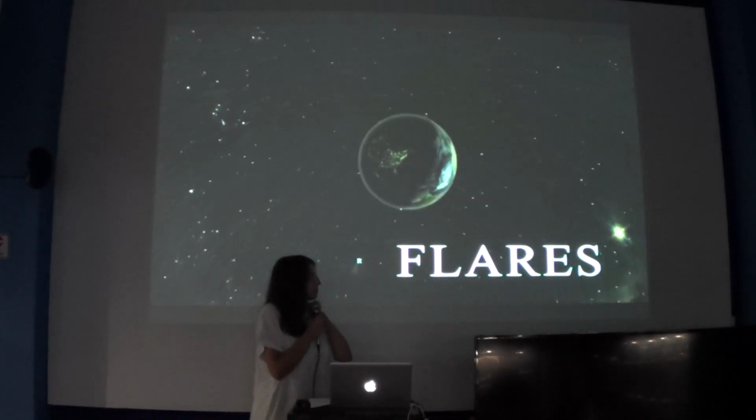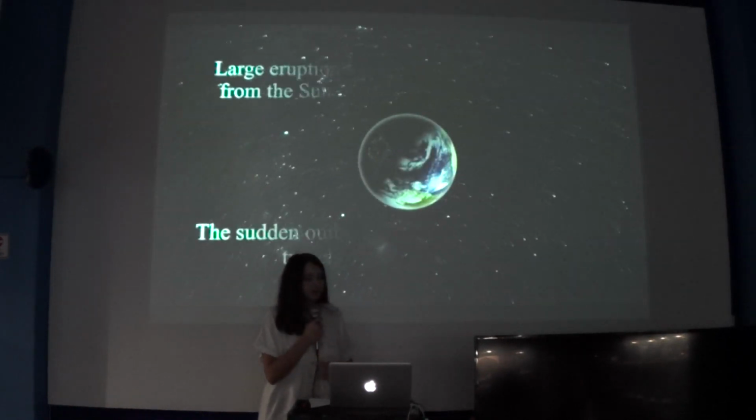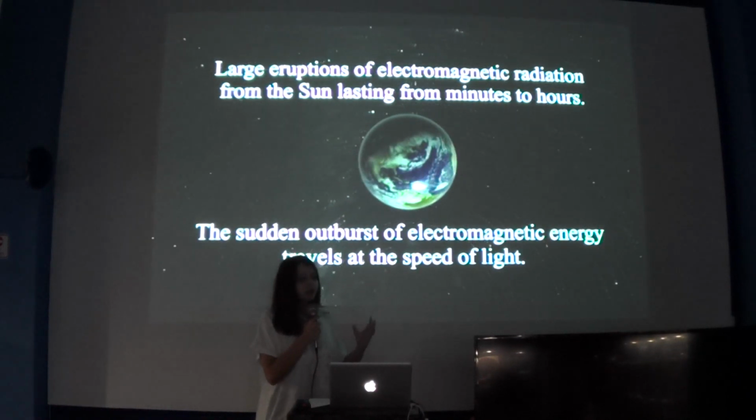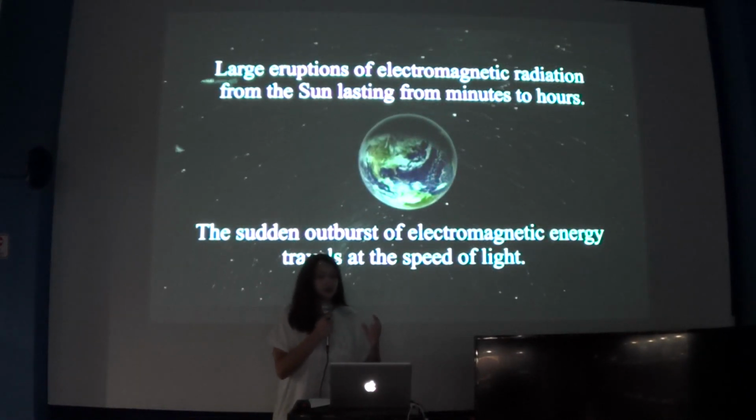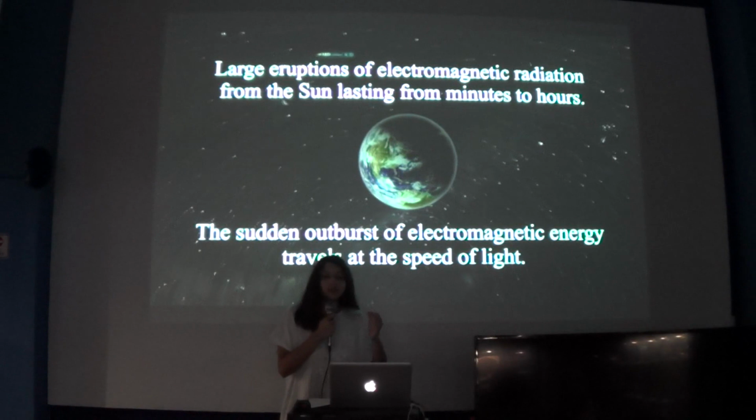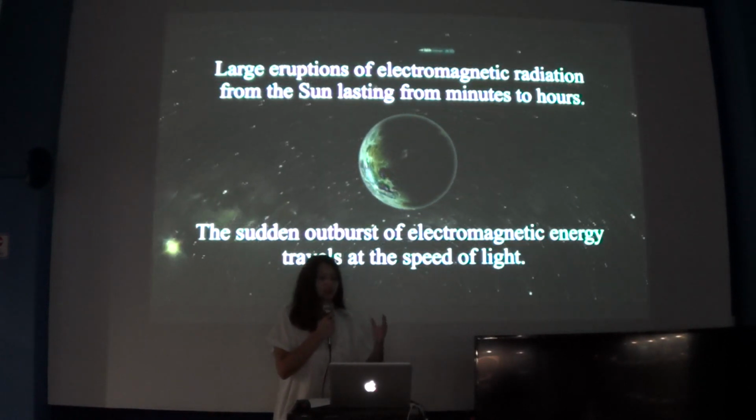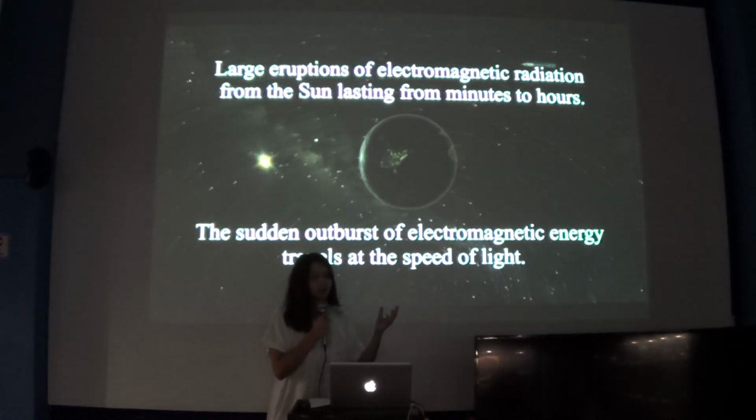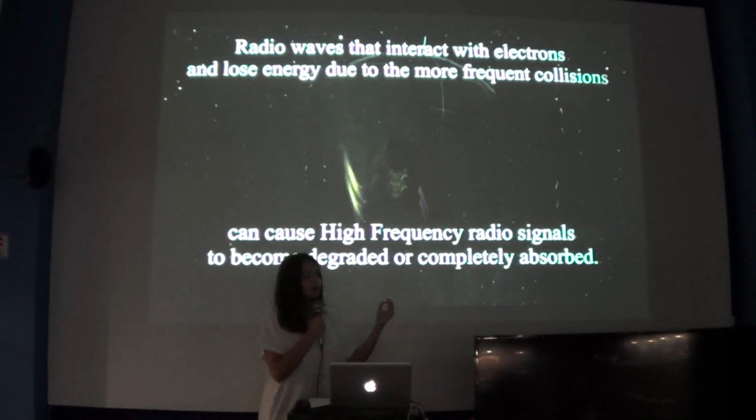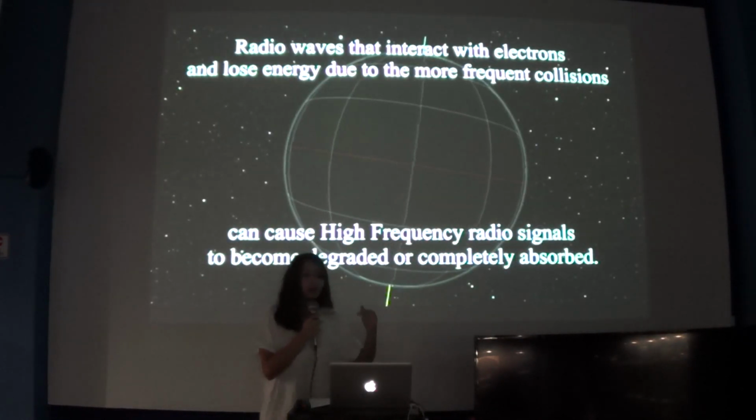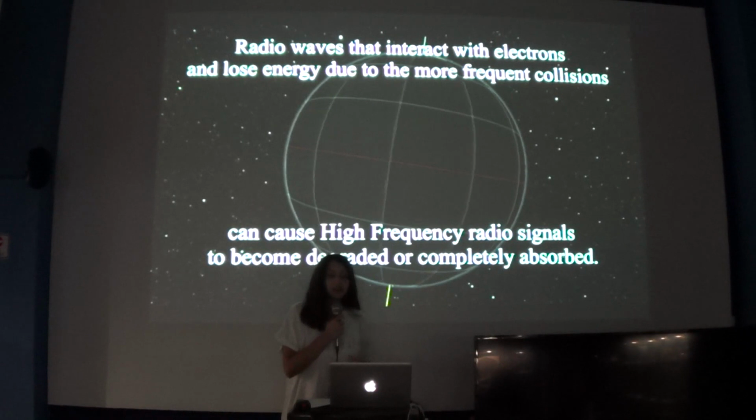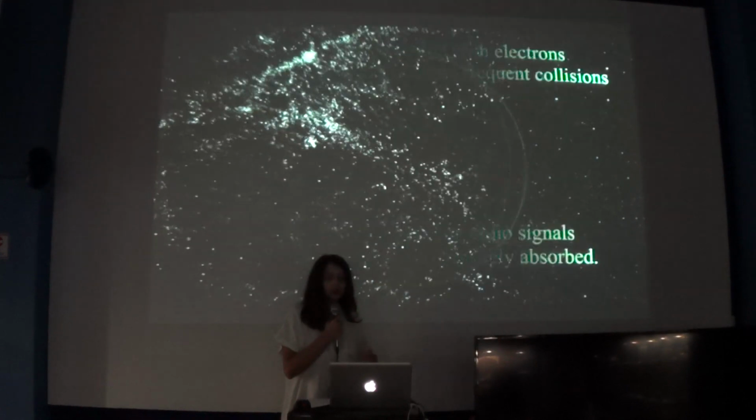Solar flares. Large eruptions of electromagnetic radiation from the Sun lasting from minutes to hours. The sudden outburst of electromagnetic energy travels at the speed of light. Radio waves that interact with electrons and lose energy due to the more frequent collisions can cause high-frequency radio signals to become degraded or completely absorbed.